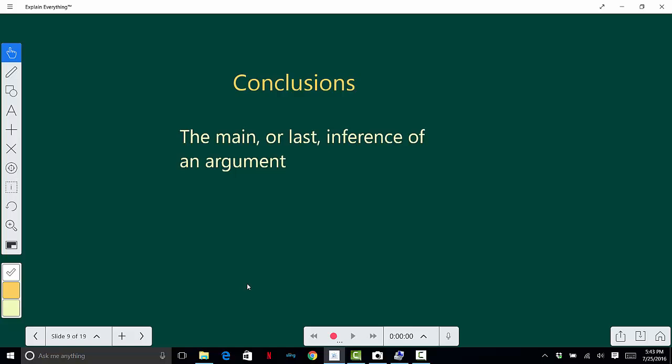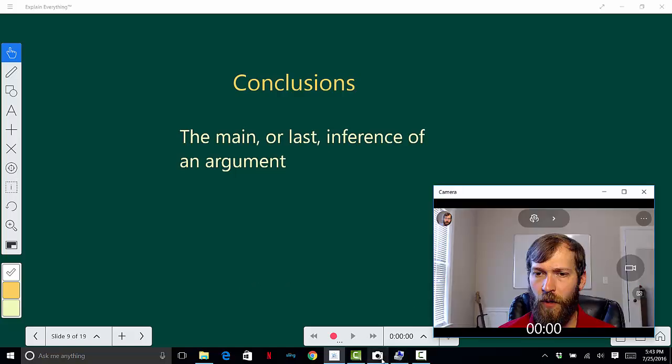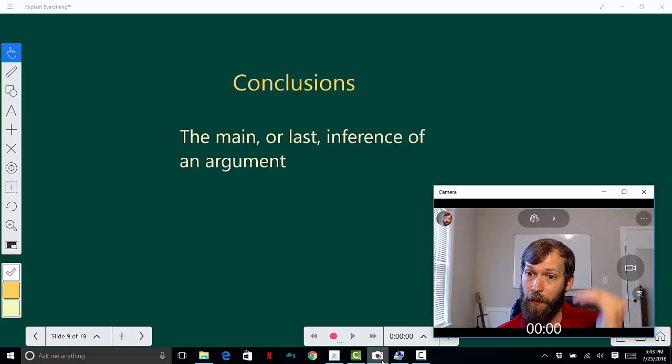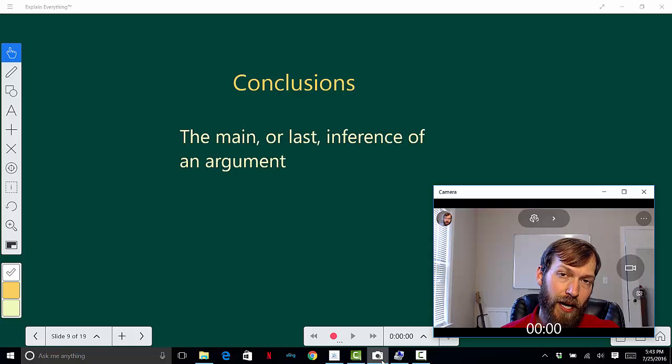A conclusion is just the main or last inference of an argument. When we give an argument, there might be a series of inferences. There might be several inferences that we go through before we get to the last thing that we mean to be convincing somebody of. That last thing, that main point that we're trying to drive, that's our conclusion. And usually it's going to be the last inference of your argument, because normally once you've got to your main point, you don't continue arguing. I guess in principle you could. That would just be a bizarre thing to do.